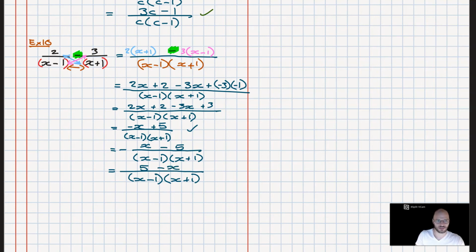Completely up to you which way you want to do it. You can go this way, that's fine. You can leave it like that, or you can move it to like that. Either of these three forms are totally fine.